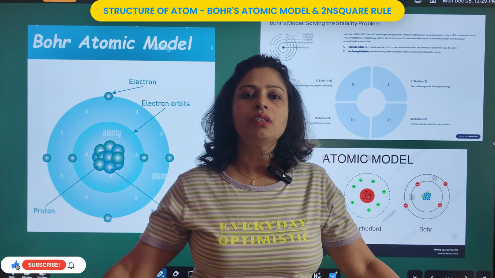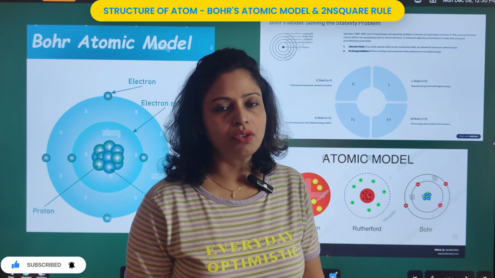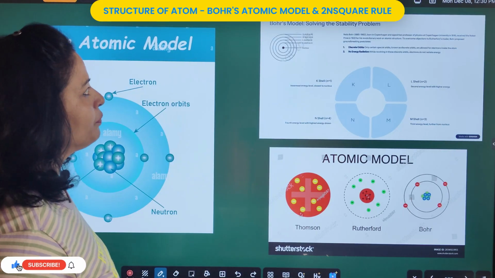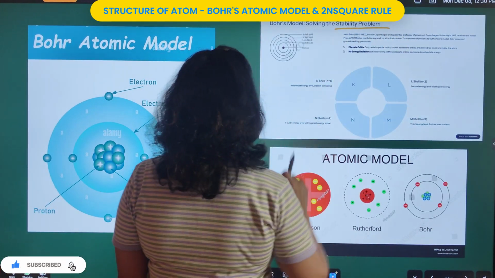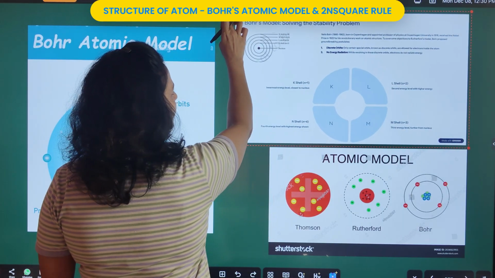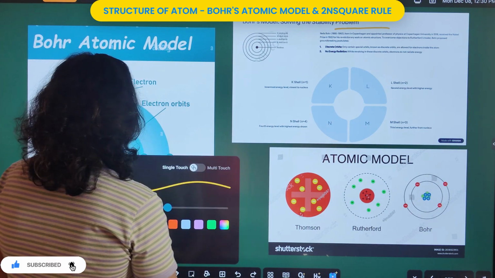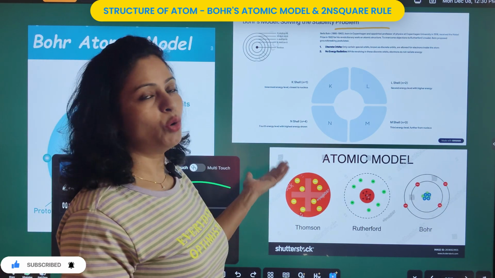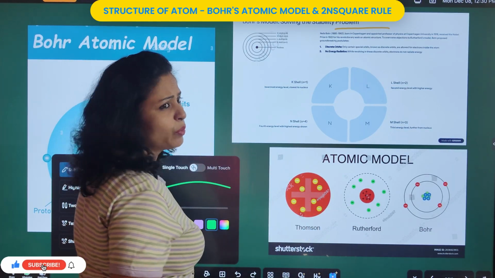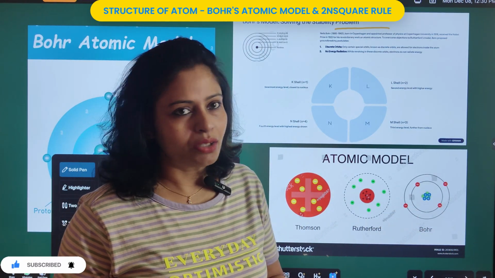Now Bohr solved the drawback which we saw in Rutherford's atomic model. Bohr gave his atomic model solving the stability problem. He solved the stability of the atom. Rutherford could not explain the stability part of the atom, right? So here we will see how the Bohr atomic model overcame those drawbacks. It's a very important and interesting topic, so please pay attention to it.